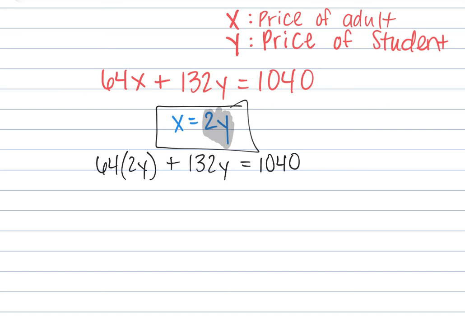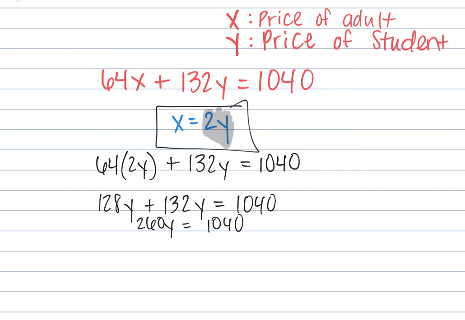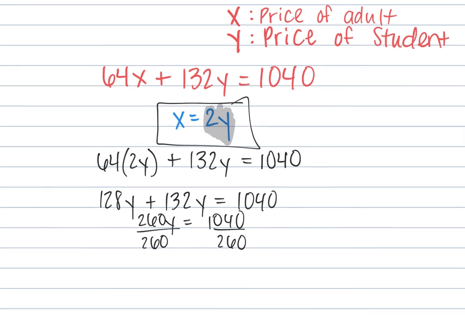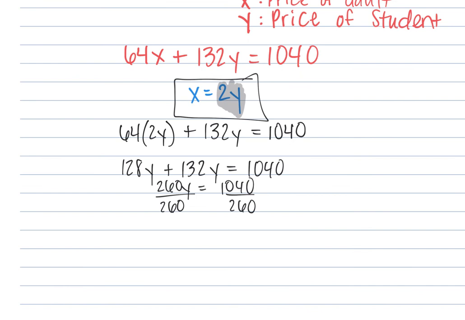From here, what's 64 times 2? 128y plus 132y equals 1,040. Now, someone with really good addition skills. What is 128 plus 132? Eli? 260. So 260y equals 1,040. We would just divide both sides by 260. And honestly, it's a matter of trial and error. Just try a bunch of numbers to multiply by 260. You'll get y equals 4.